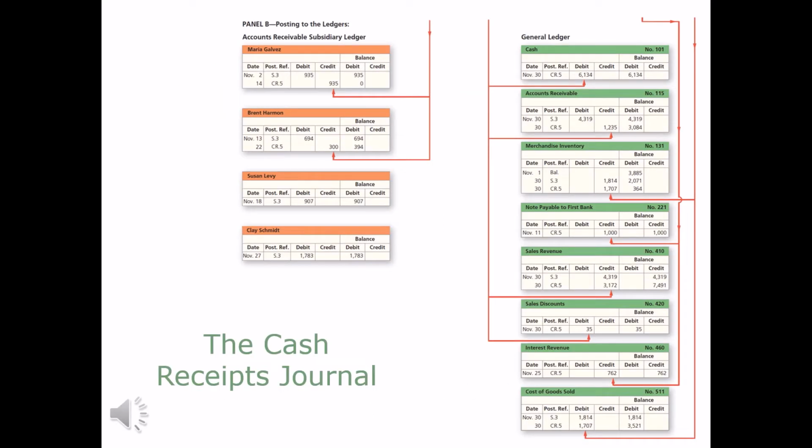On the left side, you'll see again the accounts receivable subsidiary ledger. Each time cash is received from a customer, we will report that in our accounts receivable subsidiary ledger so that each payment received from a customer will show and reduce their accounts receivable balance. Over to the right, you can see all of the general ledger accounts that were affected by this month's transactions of cash receipts.